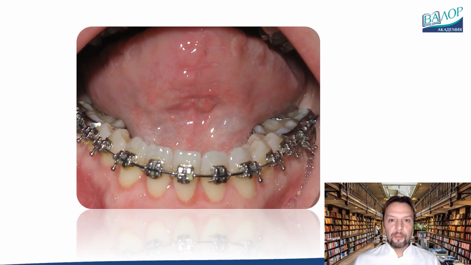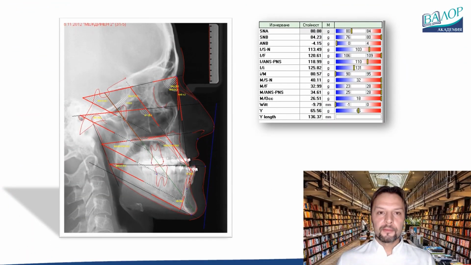There are different opinions in the literature on the stability of this operation and its necessity, but in this case, it has been made for greater certainty. You can see the scars from the stitches. This is the control ceph before the operation. The skeletal class and the growth pattern are certainly not changed. Only the inclination of the incisors is changed.